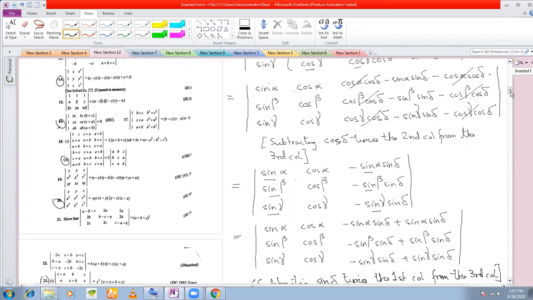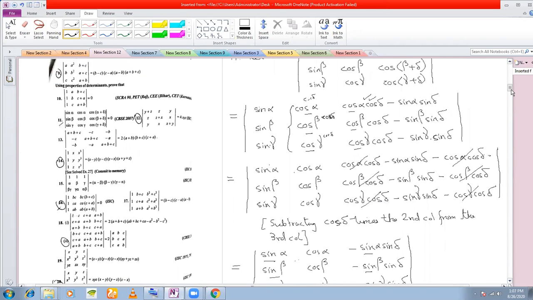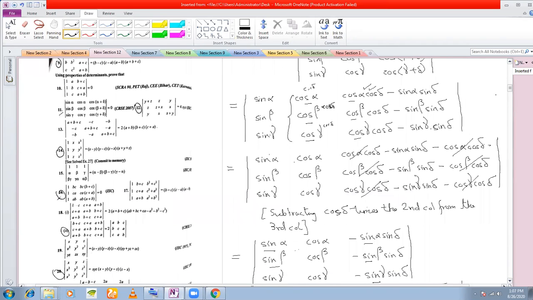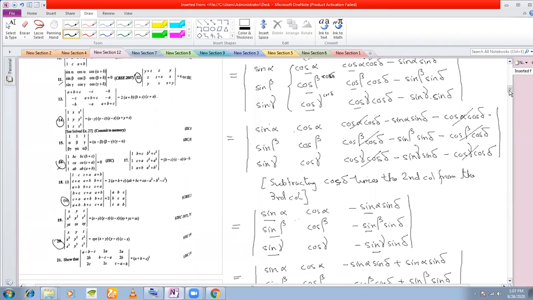Okay, any question? There was another way of doing this. You could have split the determinant also. Okay, but I will not show you. This is very long to write.